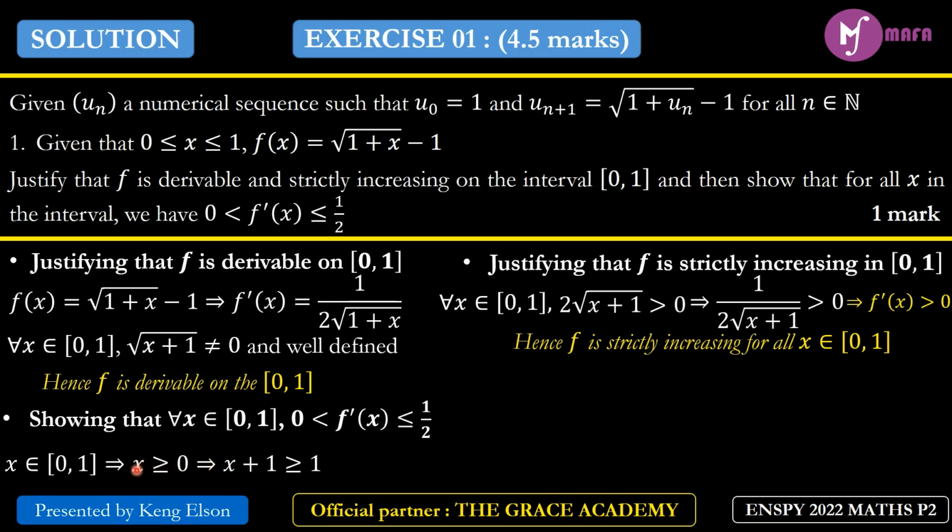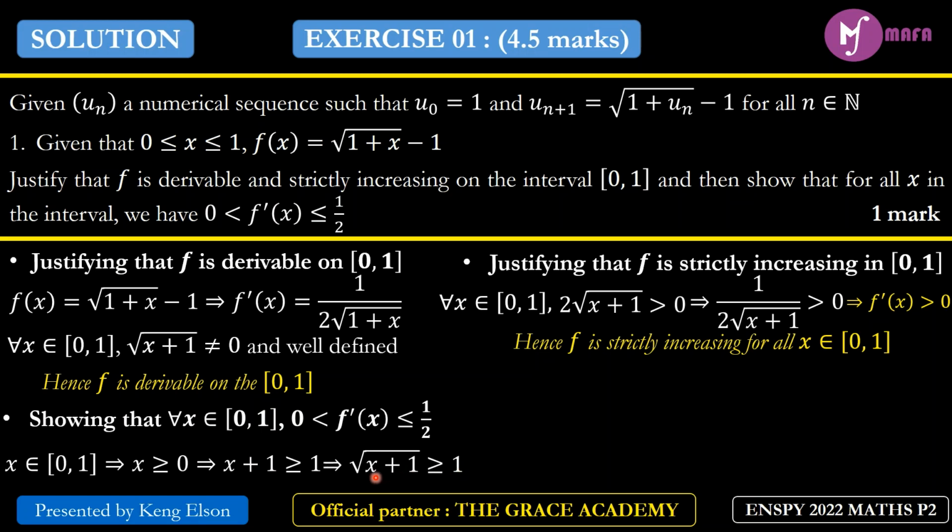So I begin with what I know, which is x being greater or equal to 0, because it is in the interval 0 to 1. So I add 1 to both sides, and I get x plus 1 greater or equal to 0 plus 1. Now x plus 1 greater or equal to 1 means that x plus 1 is in a positive interval, so we can take the square root on both sides. So the square root of x plus 1 will be greater or equal to the square root of 1, and the square root of 1 is 1.